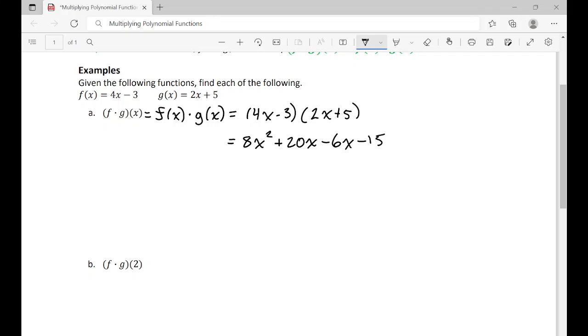From here, just combine like terms. 8x squared, but 20x and negative 6x can combine to 14x, and then negative 15. And nothing else to combine, so this is my multiplied function.